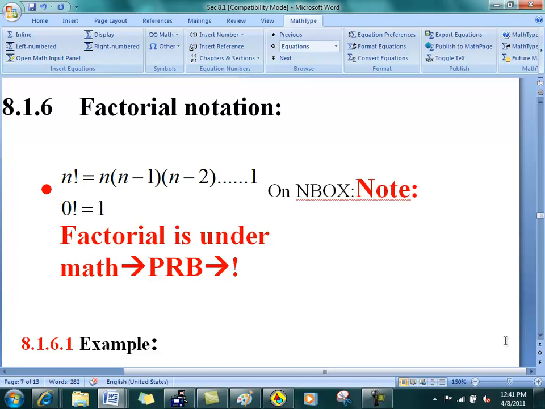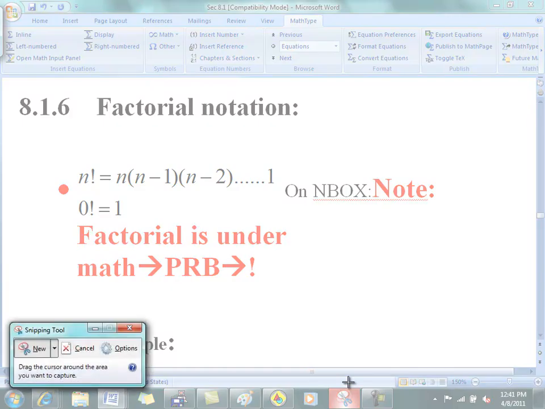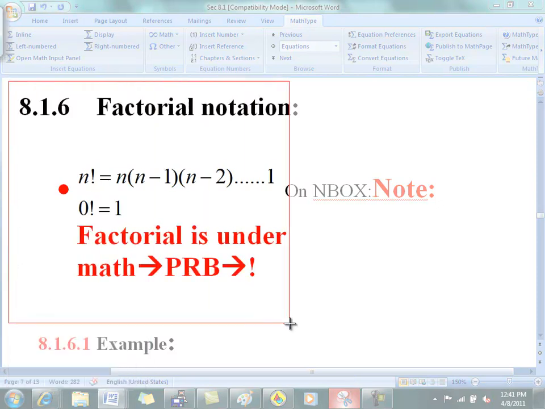Several new concepts to go over, okay? For those people who've taken stats, you should already know this stuff, so it should be fairly easy. I want to go over factorial notation first. So get this down and then I'll explain it to you.